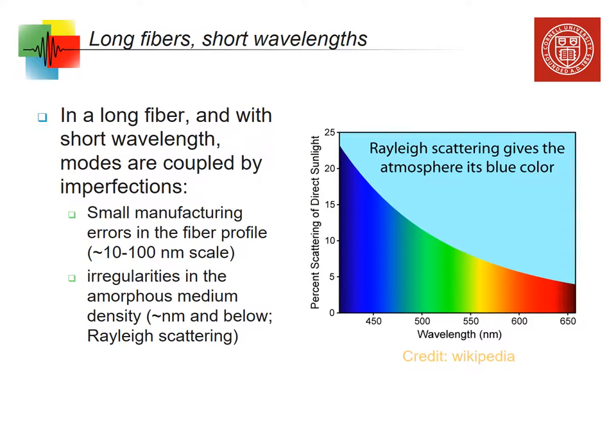The reason that matters is that all of a sudden we have to care about the fact the fiber is not perfect. There are a lot more imperfections that are going to be scattering the light. And we can understand those imperfections as randomly coupling the modes in the fiber together. So there's a stochastic element to the propagation. There's a diffusive-like behavior here.